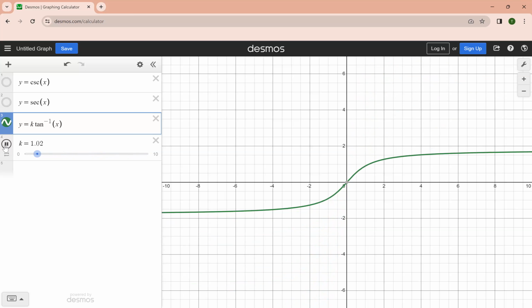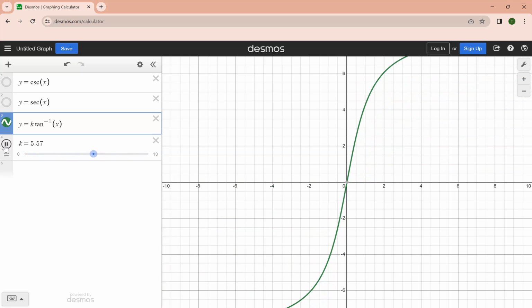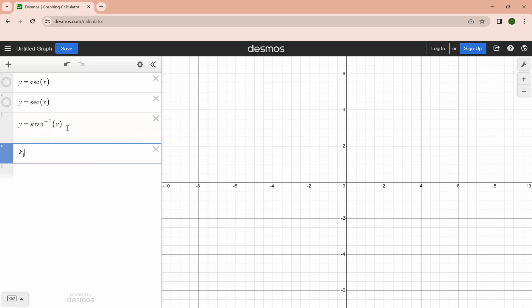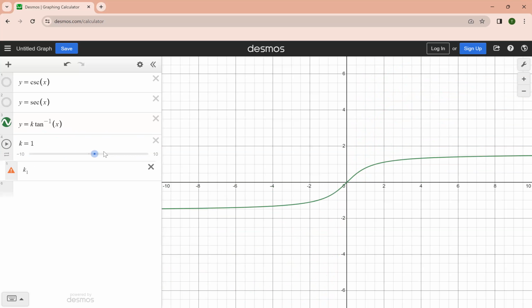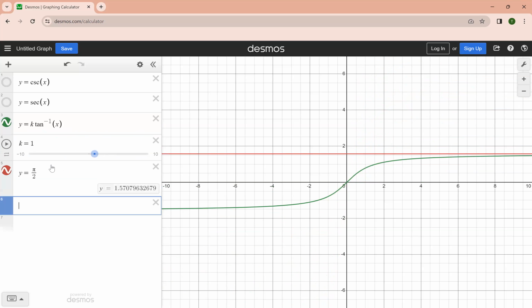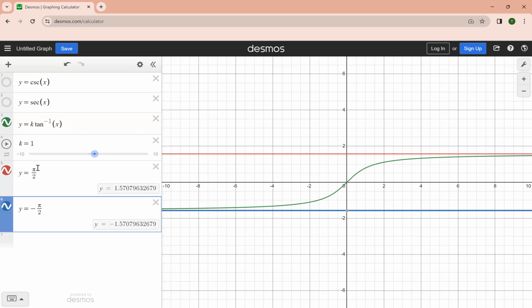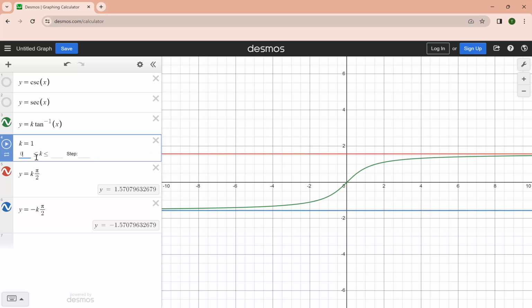Oh, I see. You can see though, and maybe you don't know this because you haven't seen it in a while, but arctangent is actually bounded. Let me put this back to 1. Arctangent is bounded above and below by pi over 2 and minus pi over 2. So if I put a k in front of each of these, let's make k go from 0 to 5 maybe.